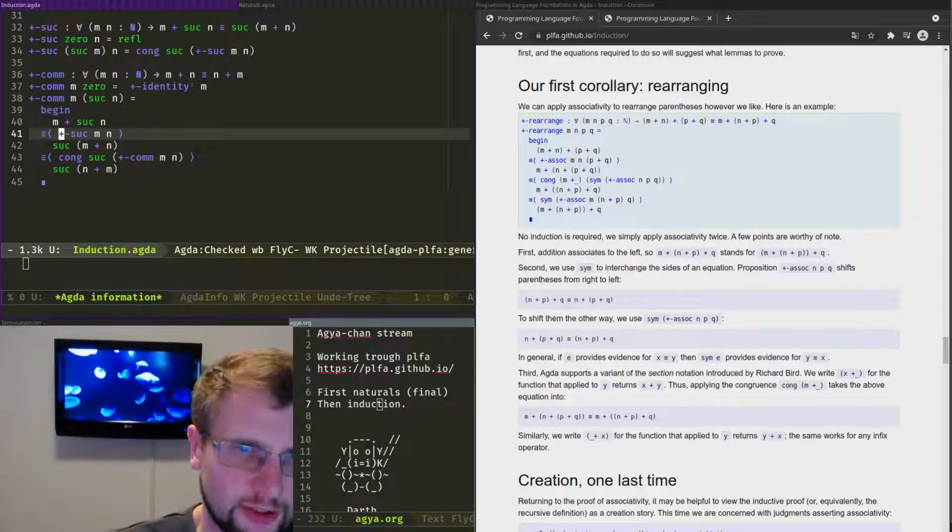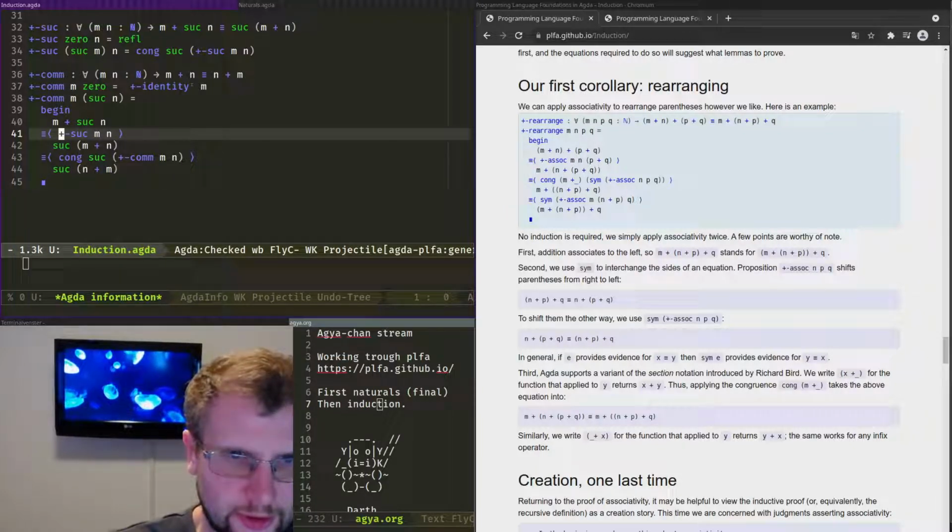Second, we use sym to interchange the sides of the equation. Proposition assoc. Shift parentheses from right to left. We use sym. Third, Agda supports a variant of section notation introduced by Richard Bird. Is that the guy from like the Lisp?